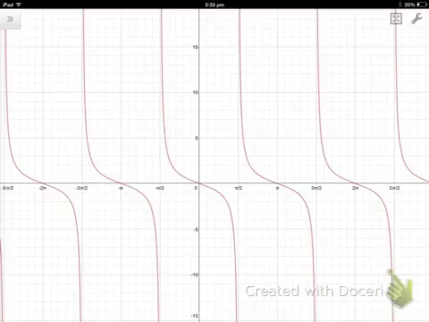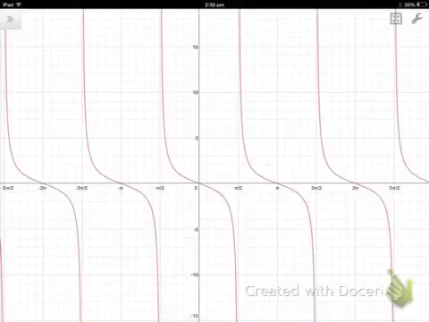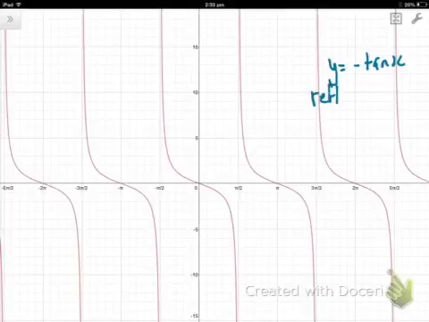Okay, next graph. Here we've got, you might notice it's going the other way. Instead of sloping that way, it's sloping the opposite way. So this one is y equals neg tan x, reflected in the x-axis.